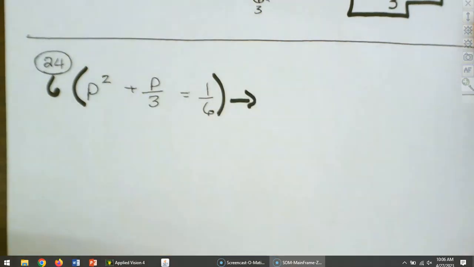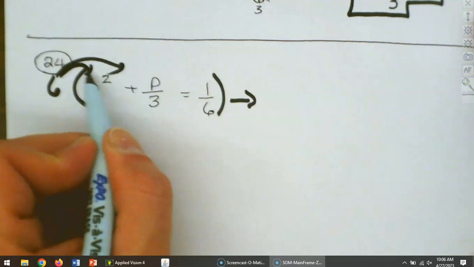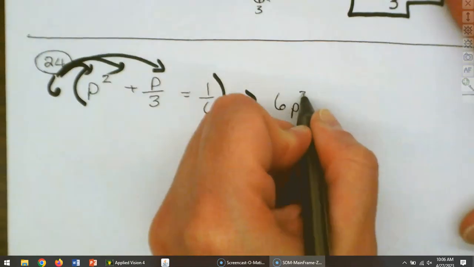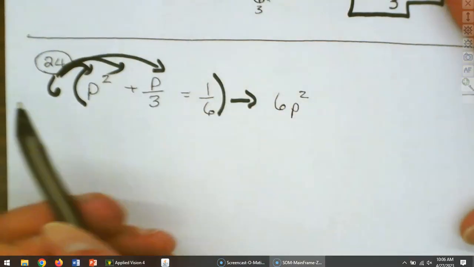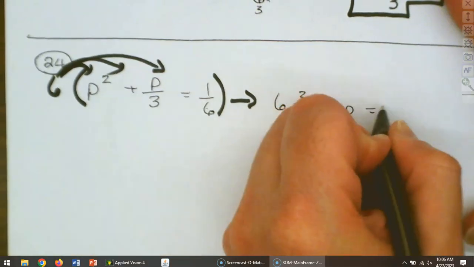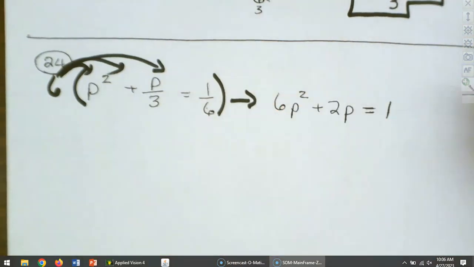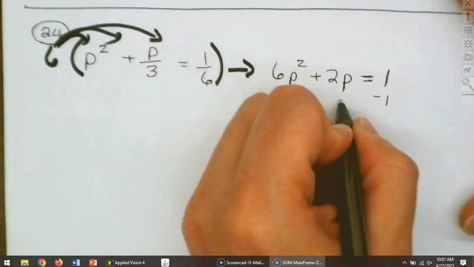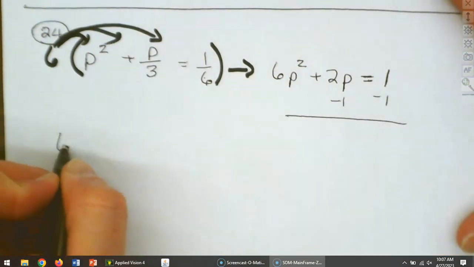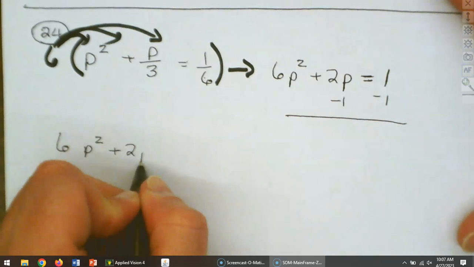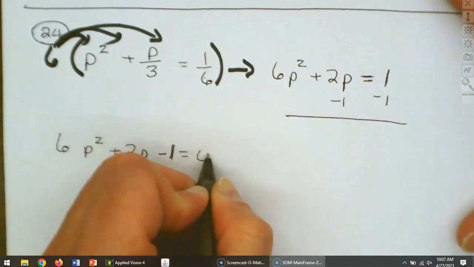That's going to make it to where we clear out our fractions. So remember how we cleared the fractions. That's what we're going to be doing. So that gives us then 6p squared. 6 divided by 3 is 2. So that's a plus 2p. And 6 and 6 cancel, leaving you with a 1. This is not in the correct order yet. It needs to be equal to 0. This one is not. So let's go ahead and move that 1 over. Now we can rewrite this in the correct order. So now we have 6p squared plus 2p minus 1 equals 0.